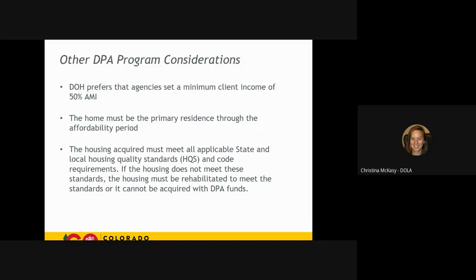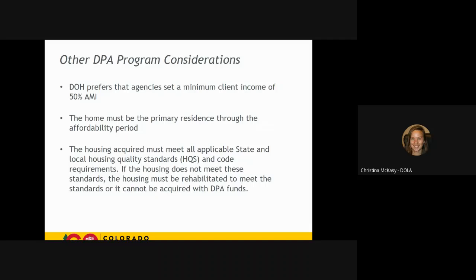And we use the recapture model for down payment assistance. So if they do sell the house within 5 years, the primary residence requirement or the affordability period goes away. They don't have to live there for 5 years if they're selling the house and moving somewhere else. And the last thing is the housing acquired must meet state, local, HQS, and code requirements.